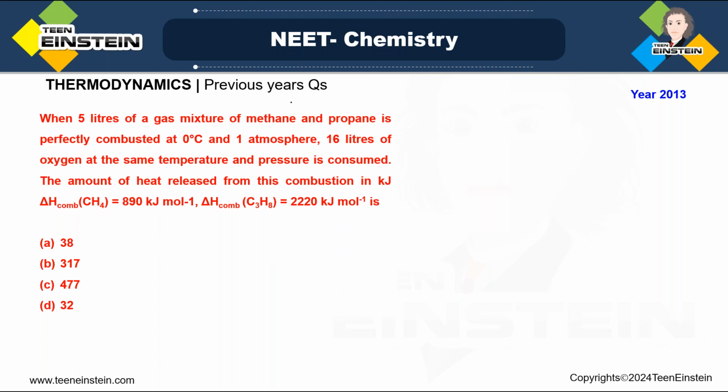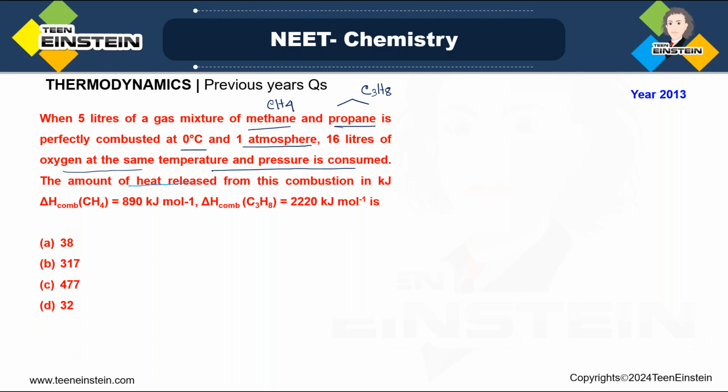Five liters of a gas mixture, methane and propane. This is methane. This is propane, which is nothing but C3H8, right? Is perfectly combusted at 0 degree centigrade, 1 atmosphere. So this is the STP condition. 16 liters of oxygen is consumed at the same temperature and pressure. Sorry, not produced, is consumed, because you are doing a combustion reaction. So there will be consumption of oxygen.